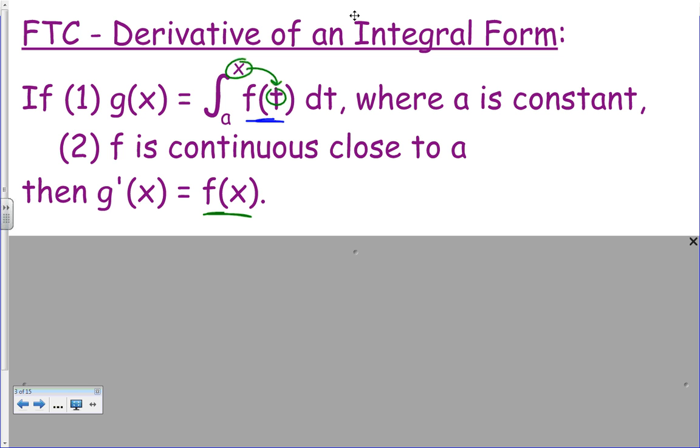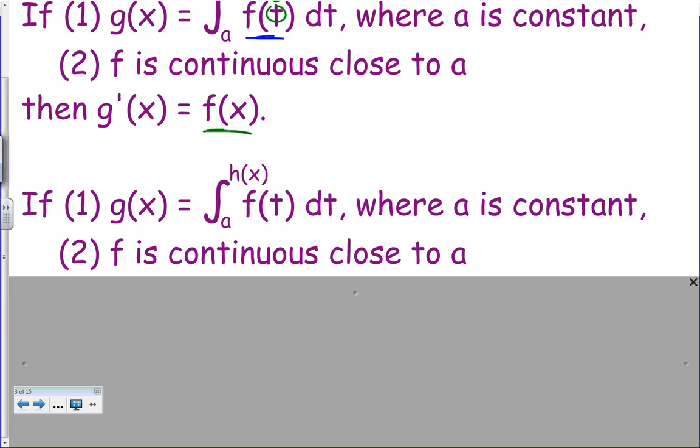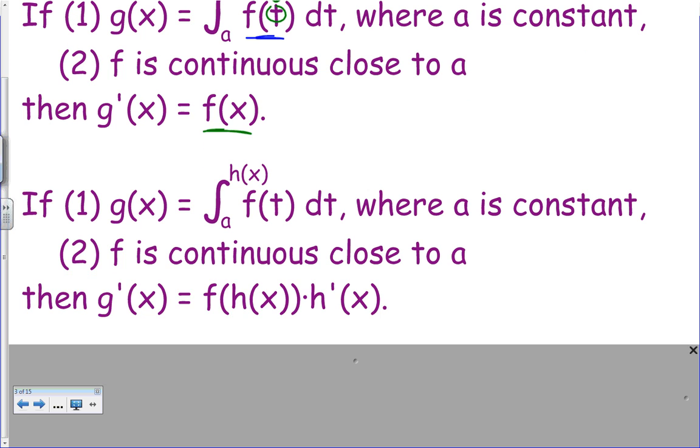All right, the second way that you can write this is: sometimes, in fact many times, you'll find that the upper bound is not just x, but rather it's some function of x. So we've changed the upper bound here from just x to now h of x.